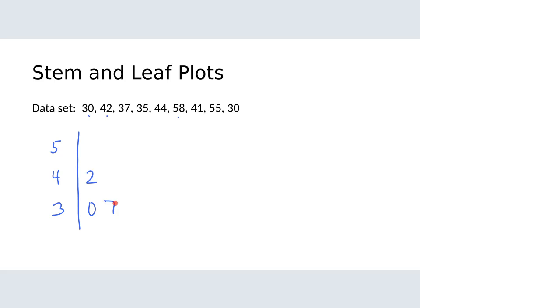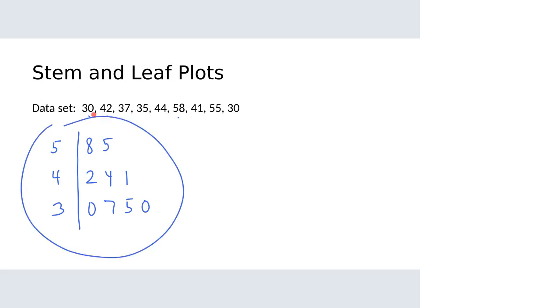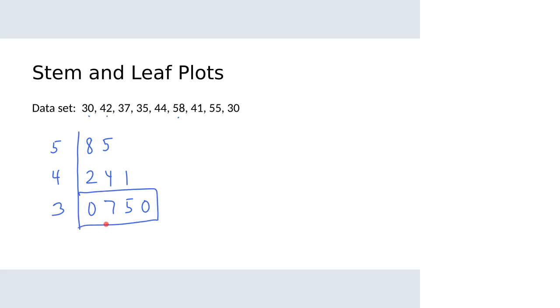The next one is 37, 35, 44, 58, 41, 55, and 30. And so there's all my data points written in this stem and leaf plot. One of the things I can see at a quick glance here is that there are more 30s than anything else. That's easy to see at a quick glance. But the trouble is that this stem and leaf plot is what we would call unrefined, because the numbers aren't arranged from least to greatest.